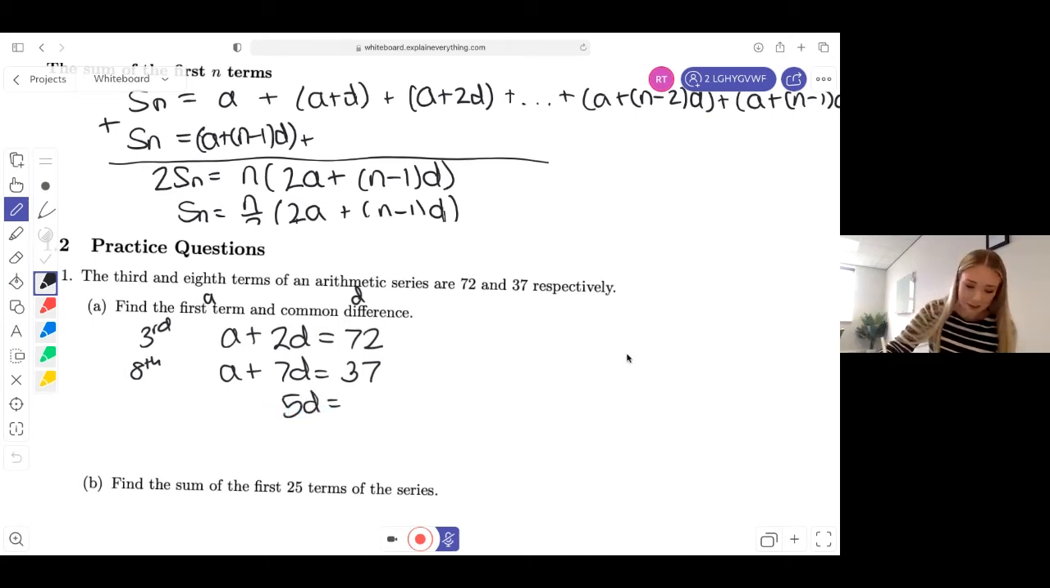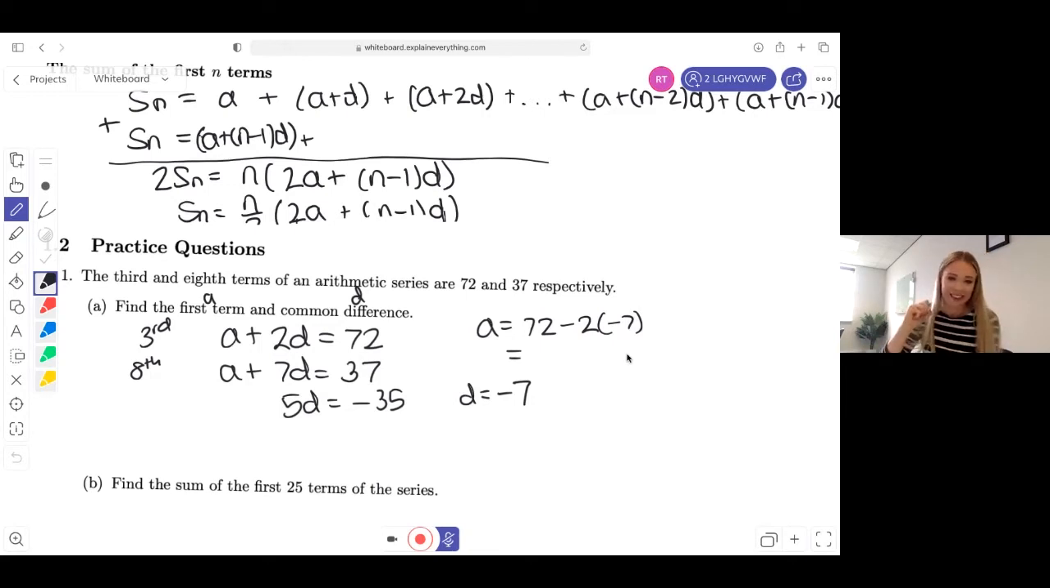So if you take them away, you get 5d equals minus 35, which gives d is minus 7. And then we can sub that back in to find our value for a. And you should get a is 86 from that. So that was quite a nice question to start with.